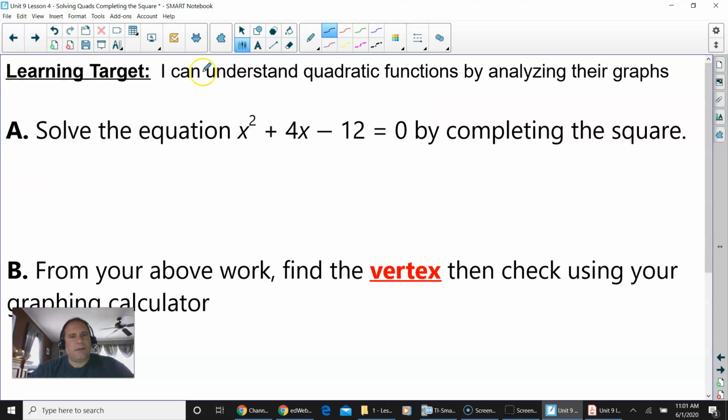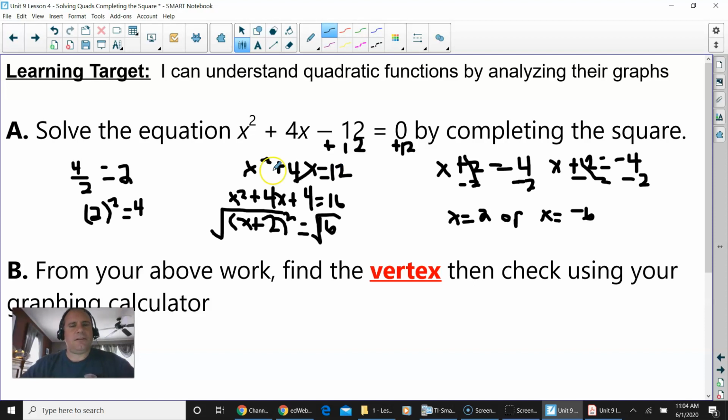Go ahead, solve this equation by completing the square. You have x squared plus 4x minus 12. Remember, you always start with this, but I want you to go ahead and try this on your own. See if you could do it. Remember, you have x squared plus 4x equals 12, and go ahead, see if you could work it through. Press pause now.